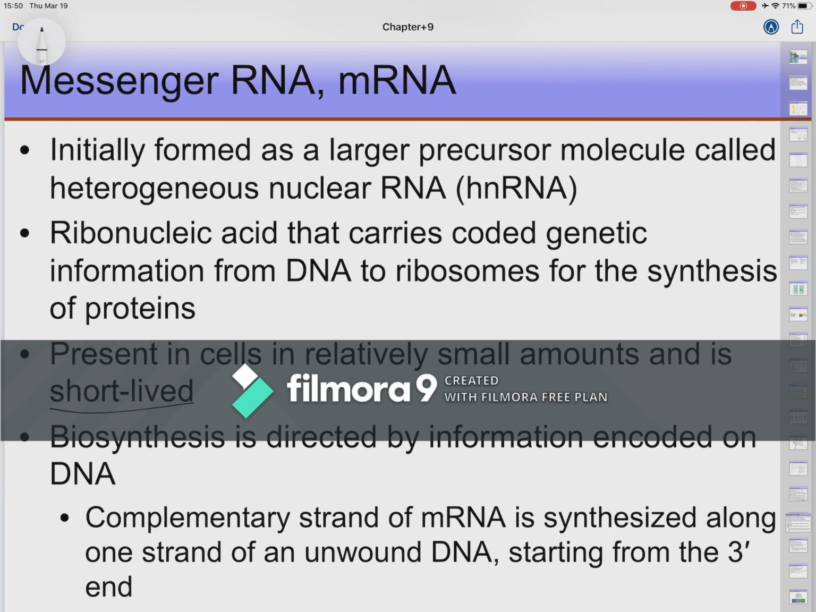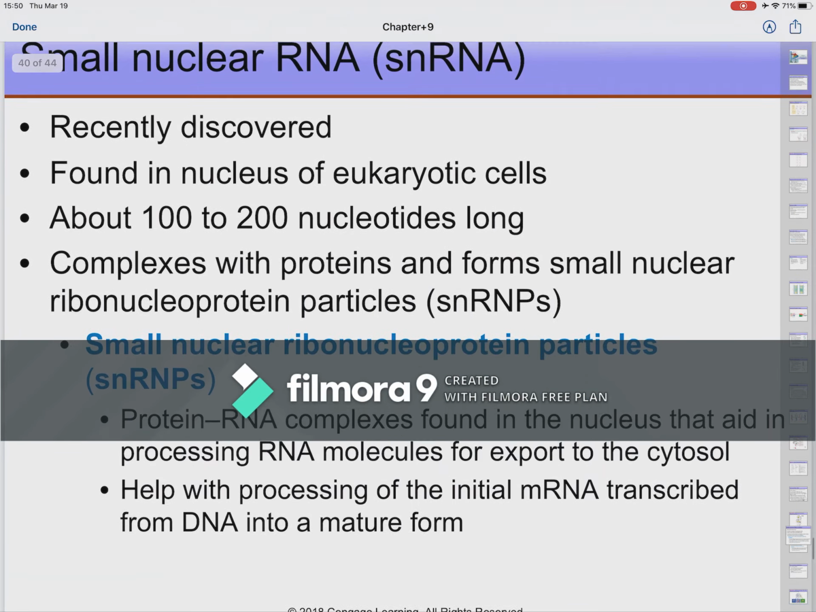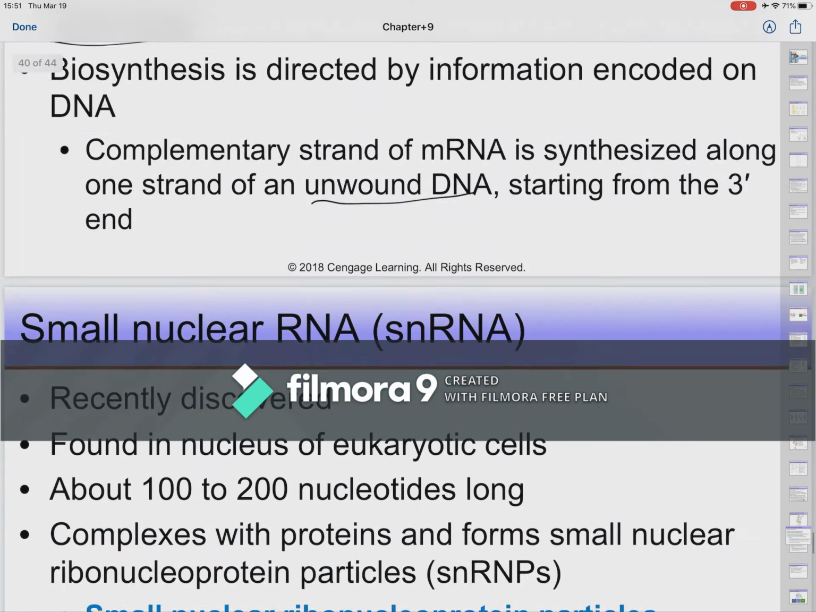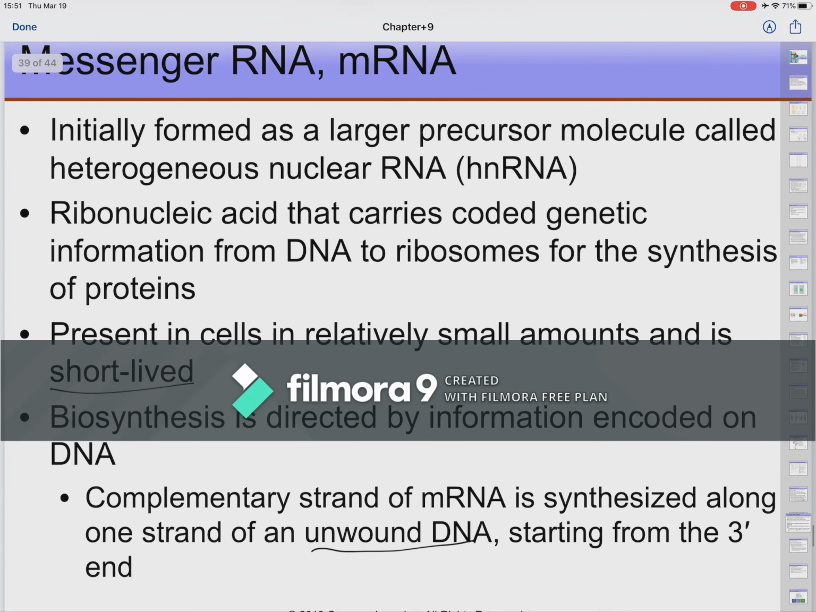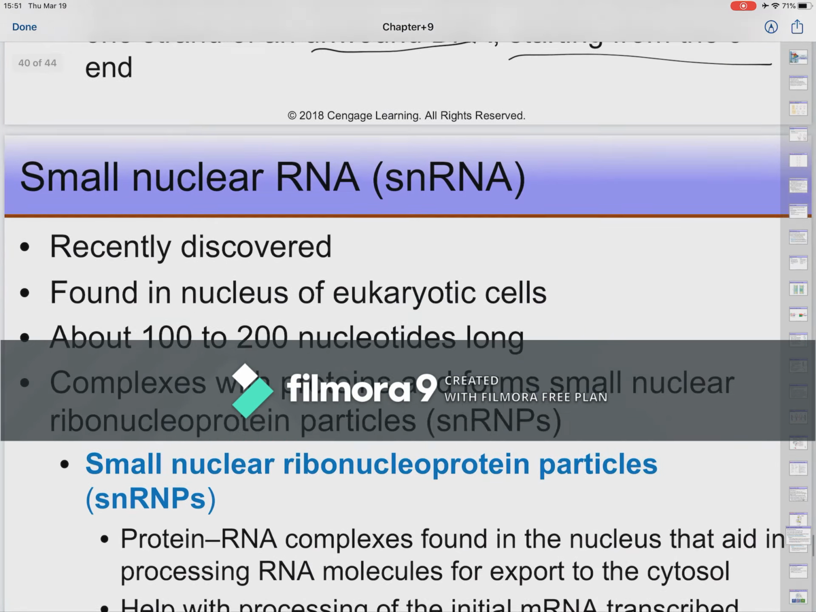The complementary strand of mRNA is synthesized along one strand of unwound DNA. Let's see if we have a picture of that. I guess not, so make sure to look in your book and see a picture. We're going to go over the details, like I said, in a different chapter, starting from the 3' end, which is something that we'll focus on a little later.